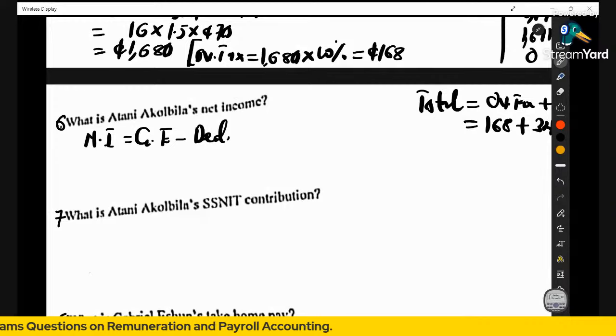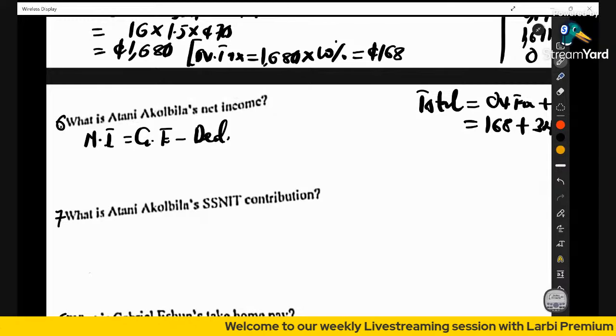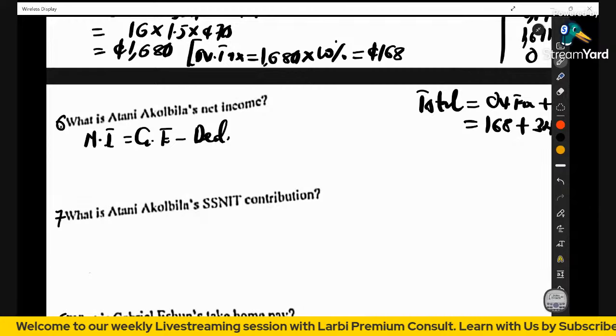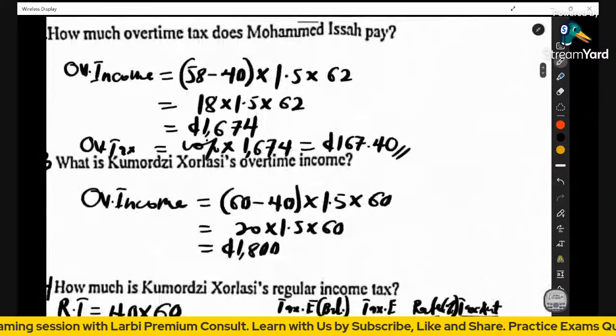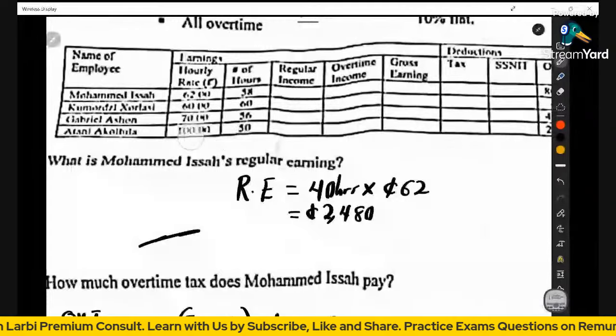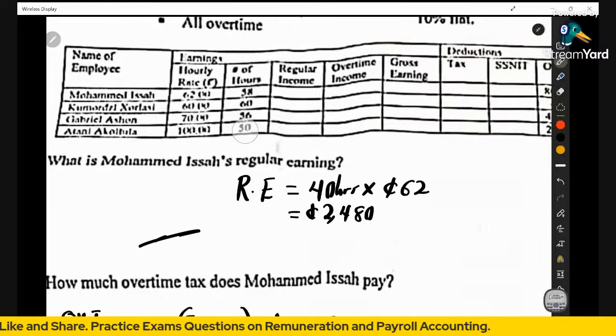In doing that, what are we going to do? We must find the gross earning for the attorney. From there, we can also know our deduction. Is that okay? So let's see how we get that. Here, this is what we're going to do. We'll go back to the table. Realize that the attorney's hourly rate is 100 and he was able to work for 50 hours. That means the attorney will have extra overtime hours of 10 hours.